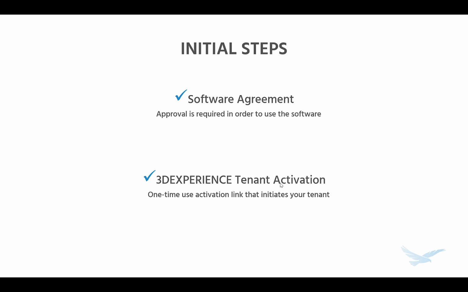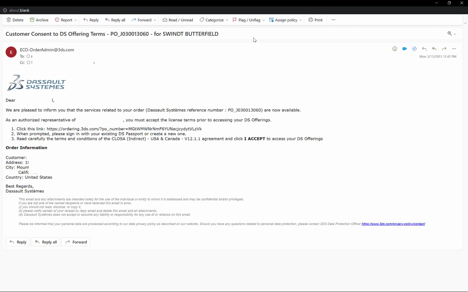If only one license was purchased and you are not going to be the user of that license, we'll want that user to also be the admin, because the admin will also consume that license. So let's take a look at both of these. Let's start with the software agreement.